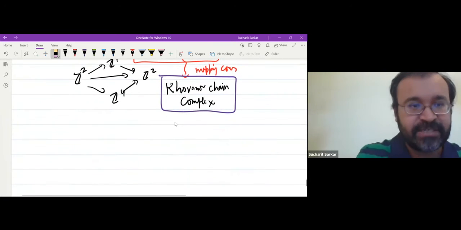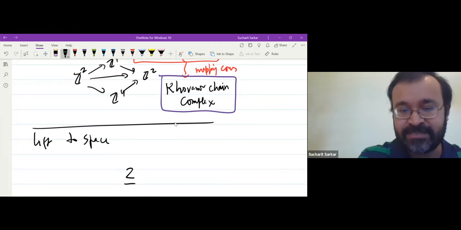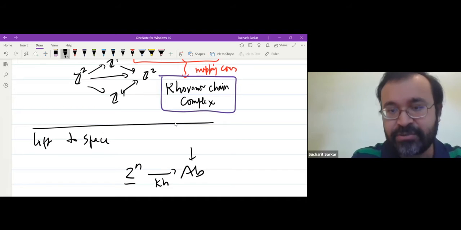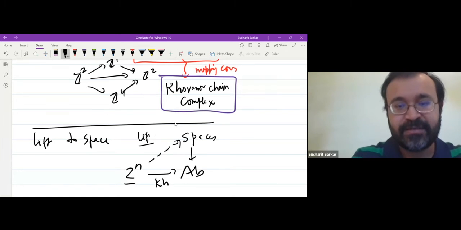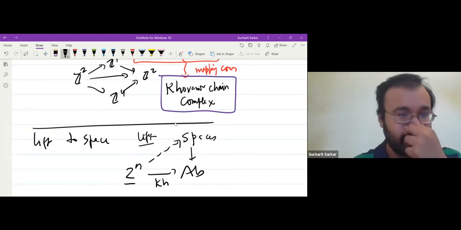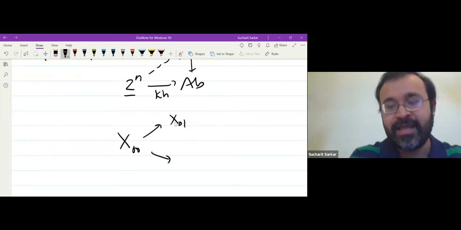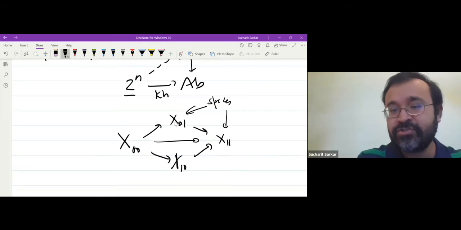Now, if I want to lift it to a space, lifting to a space literally means this: I have a cube of abelian groups, this is by Khovanov, and I want to lift it to the category of topological spaces. So I want to construct this lift. That means I would get a cube of spaces which also commutes. I want spaces x00, x01, x10, and x11, a cube of spaces so that it commutes.